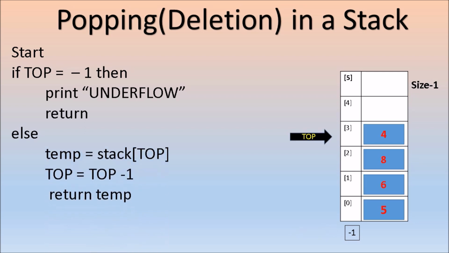Otherwise, if a few elements are there, and we have to return the element which we have deleted, then we can make a copy into a temporary variable. You can see temp equals stack at top, so that 4 will be assigned to this temporary variable. Now after deleting 4, your top will point to index number 2. That means top will decrease, so we write top equals top -1. You can see top is now pointing to index number 2, and then we can return the value which we have deleted. So this is the algorithm to delete an element from a stack.